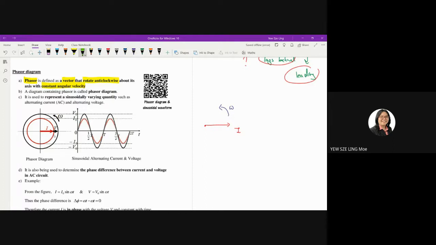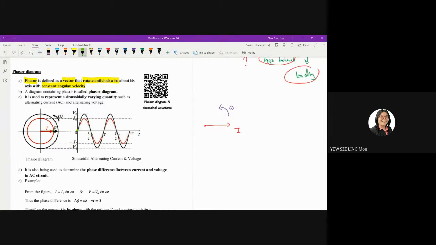If you look at the diagram on the left-hand side, the current starts from 0. So the I also starts from 0. The 0 is actually starting from here. The horizontal line represents 0 degree. So your I starts from here, the 0 degree. And then why do we say it rotates in the anti-clockwise direction?